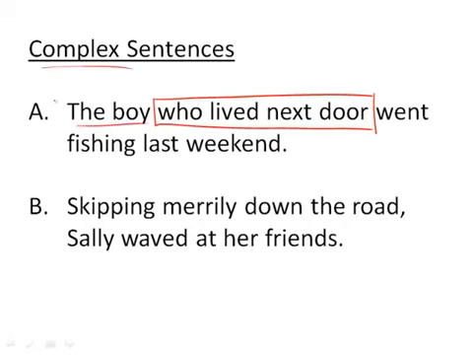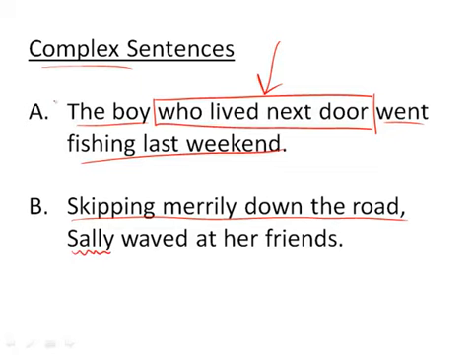It combines the boy went fishing last week with this relative clause. So you can think of a relative clause, therefore, as a type of dependent clause. B, skipping merrily down the road, Sally waved at her friends. So here we have the dependent clause that begins with skipping merrily down the road. So this describes Sally, and therefore this is a complex sentence.